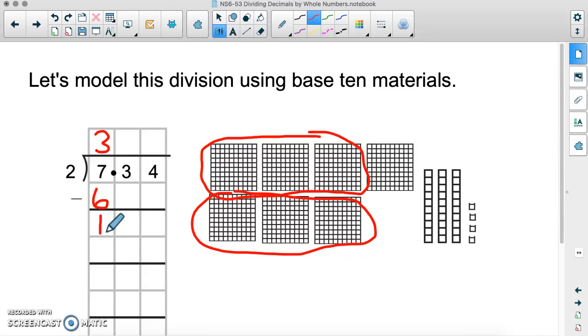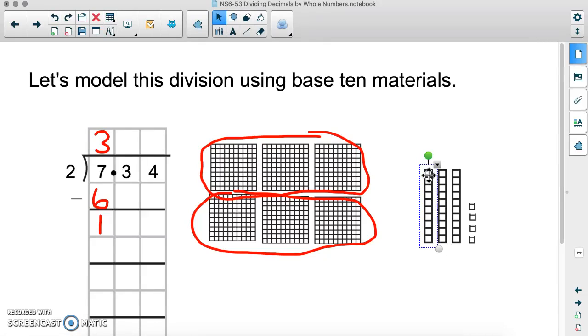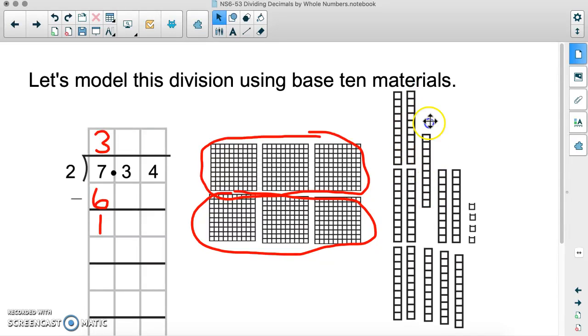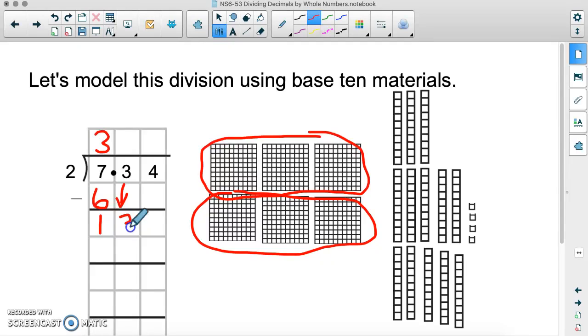Now, step 2 is that we're going to exchange this ones block for tenths, for 10 tenths. So I'm going to get rid of this ones block, and I'm going to exchange it for 10 of these. So I'm just going to go 1, 2, 3, 4, 5, 6, 7, 8, 9, 10. So I now have a total of 13 tenths. This is representing how we bring down this 3 in this equation. Okay, so I should have 13 tenths here, which I do.